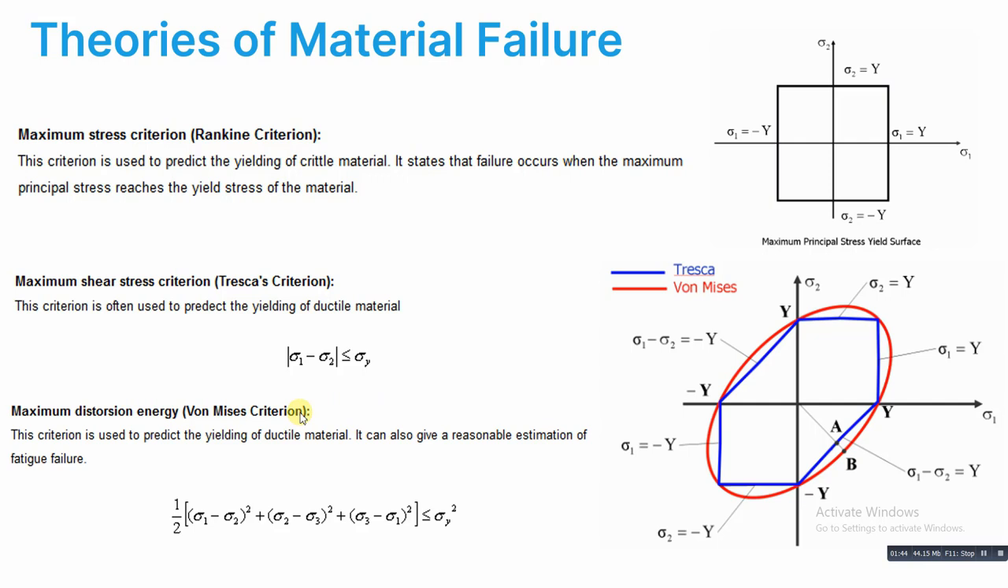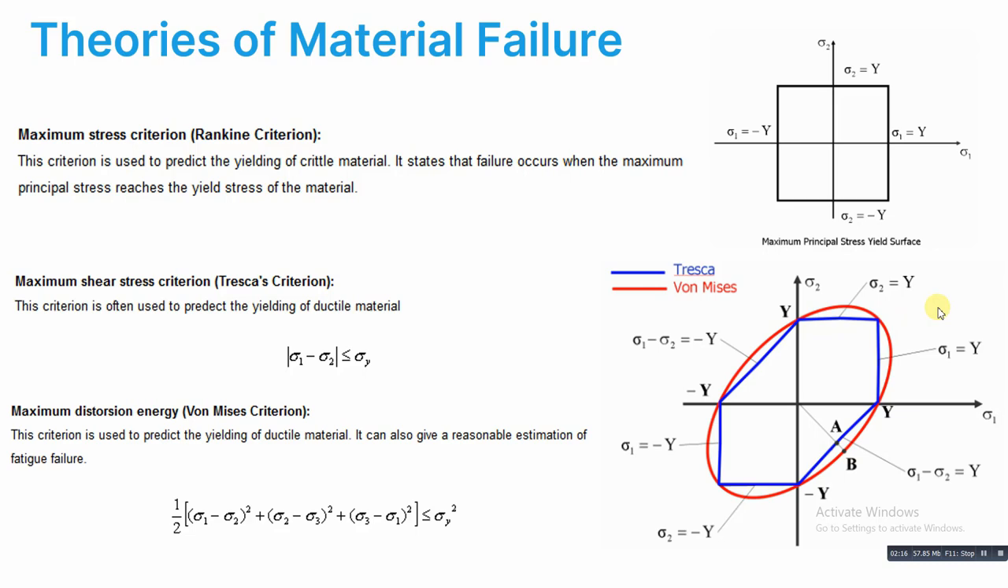It depends on this formula, and this is the formula of a parabola. So we can see that the yielding surface in the case of von Mises, with the red profile, is a parabola. Tresca is more conservative compared to von Mises. Just like Rankine, just plot sigma 1 and sigma 2 and check if it is inside the yield surface, which is safe, and if it is outside the yield surface, it means it will fail.